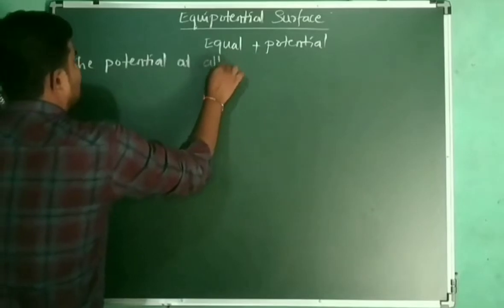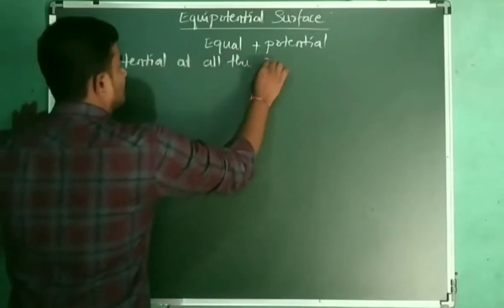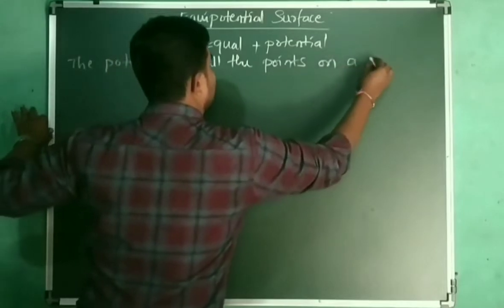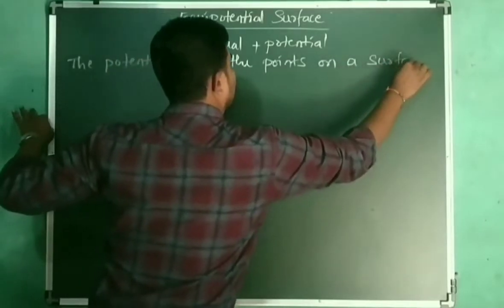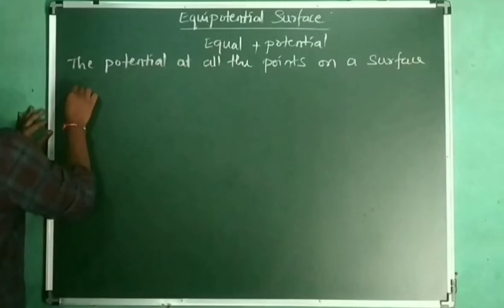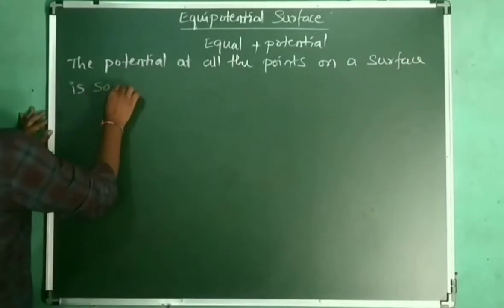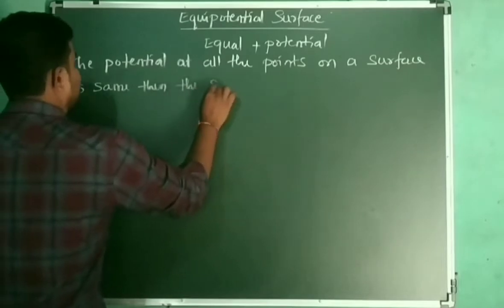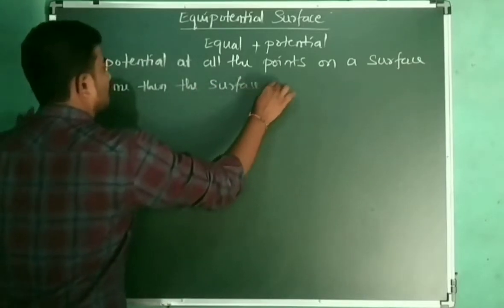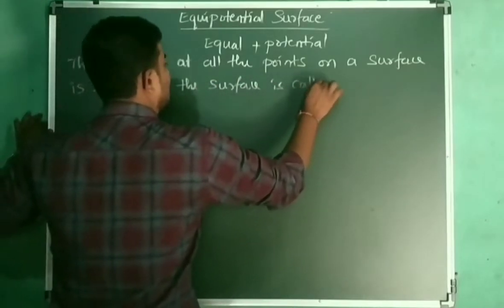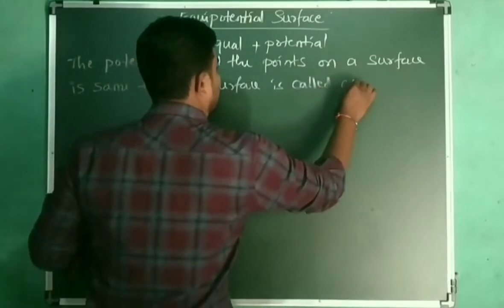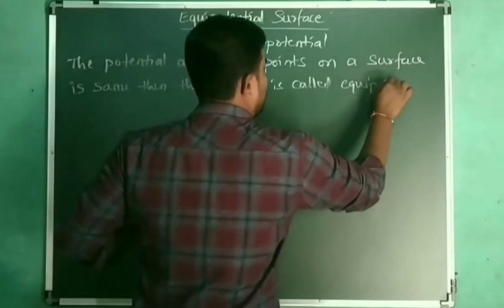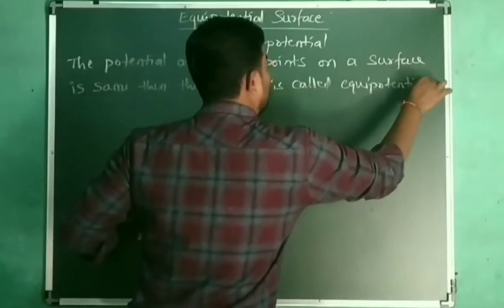Very simple definition: if the potential at all the points on a surface is the same, then the surface is called an equipotential surface, or it is also called an equipotential surface.